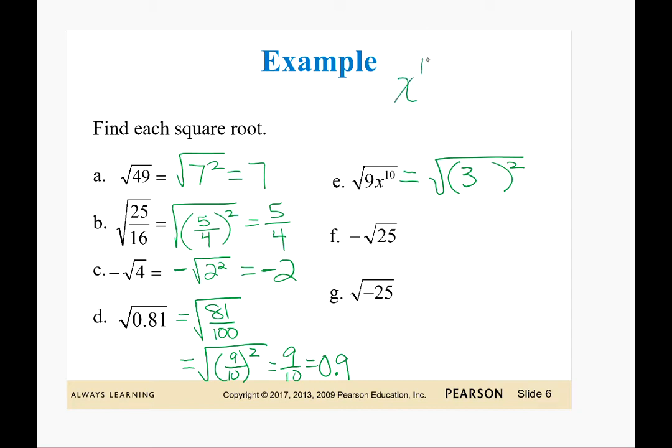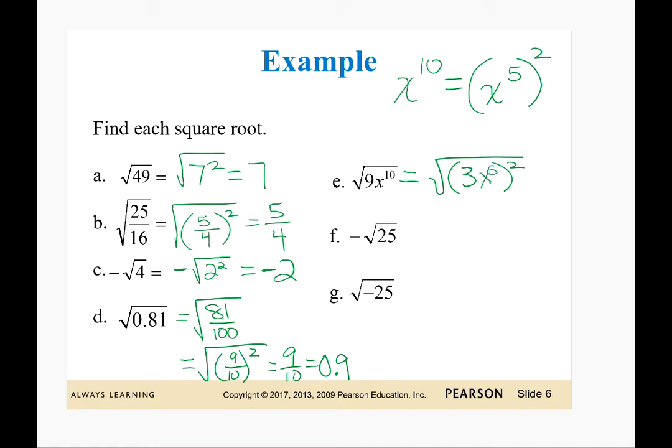If I have x to the 10th, how do I get something squared? Something squared has to give me x to the 10th. Well, first of all, I know I have to have a base of x. And I know when I have a power to a power, I am multiplying. So what times 2 would give me 10? 5, exactly. So 5 times 2 is 10. So this means this should be x to the 5th.